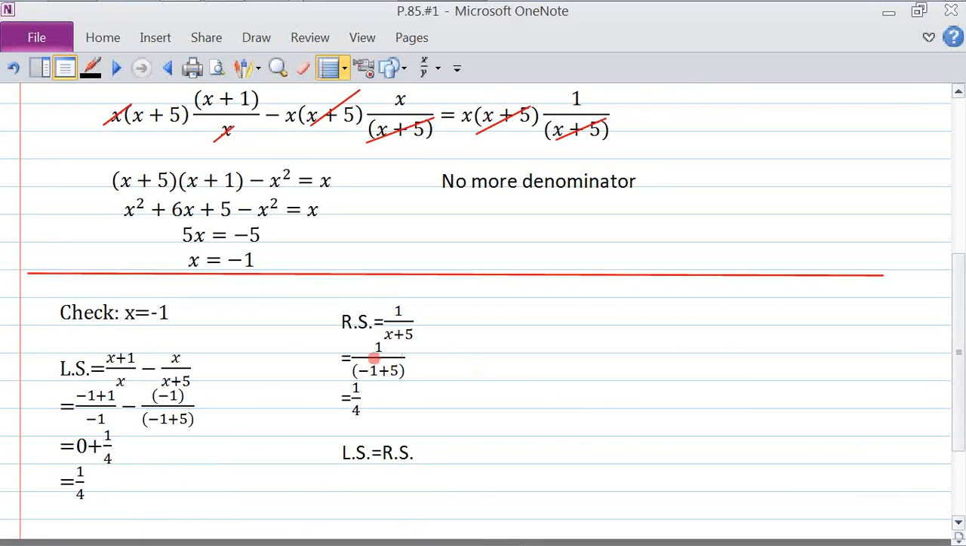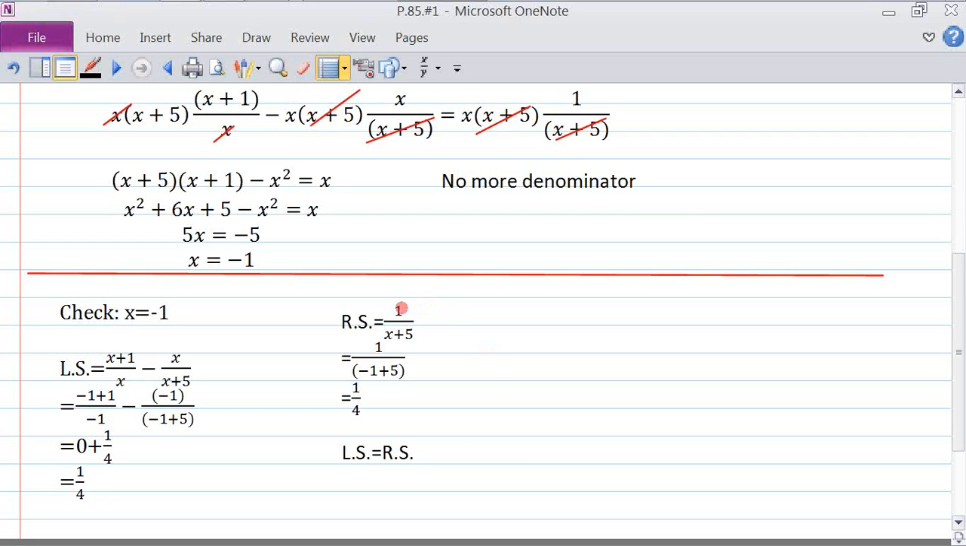So when I go back and I check in the original equation and replace the x with minus 1, I get minus 1 plus 1 over minus 1 here, minus 1 over minus 1 plus 5. So here I have minus 1 and plus 1, which sum to 0. So 0 divided by a number is 0. Here I have minus 1 over 4, but I have a minus in front of it, so it's plus 1 over 4, so that's a quarter.